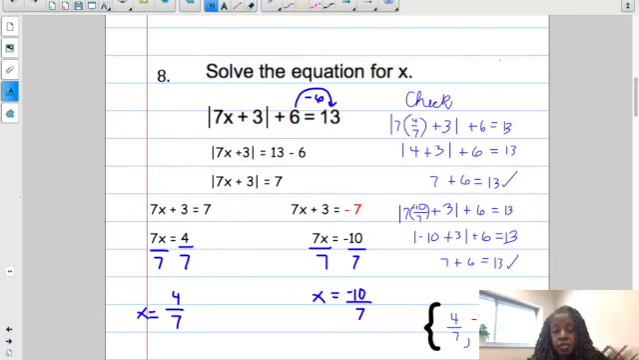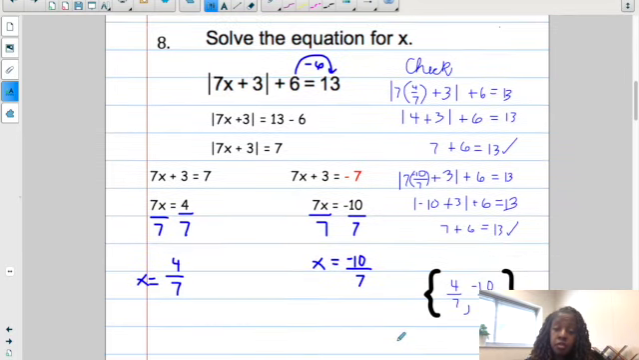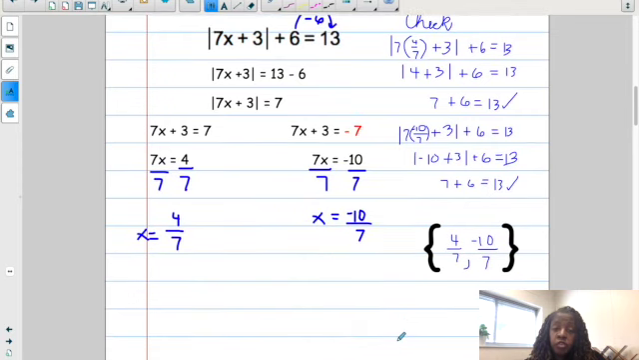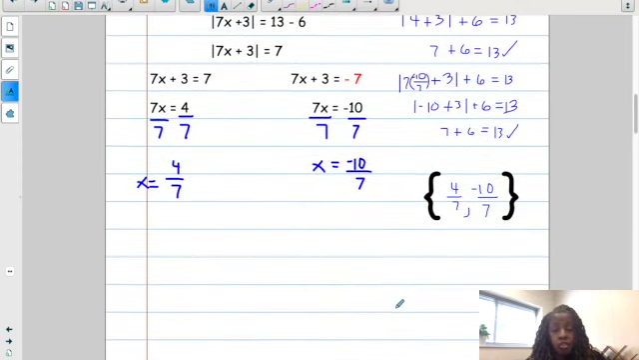Now before you ask me, can you put in a decimal? Please read the directions. If you can put in a decimal, the directions will say round to the nearest hundredth or round to the nearest tenth. More than likely, they'll say enter an integer or a fraction, which means do not make a decimal happen. On to number 9.